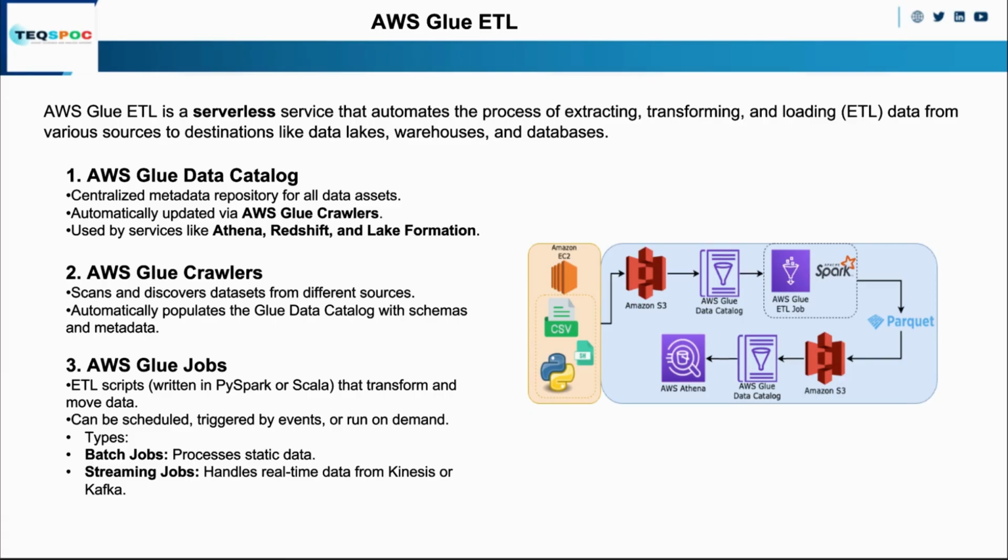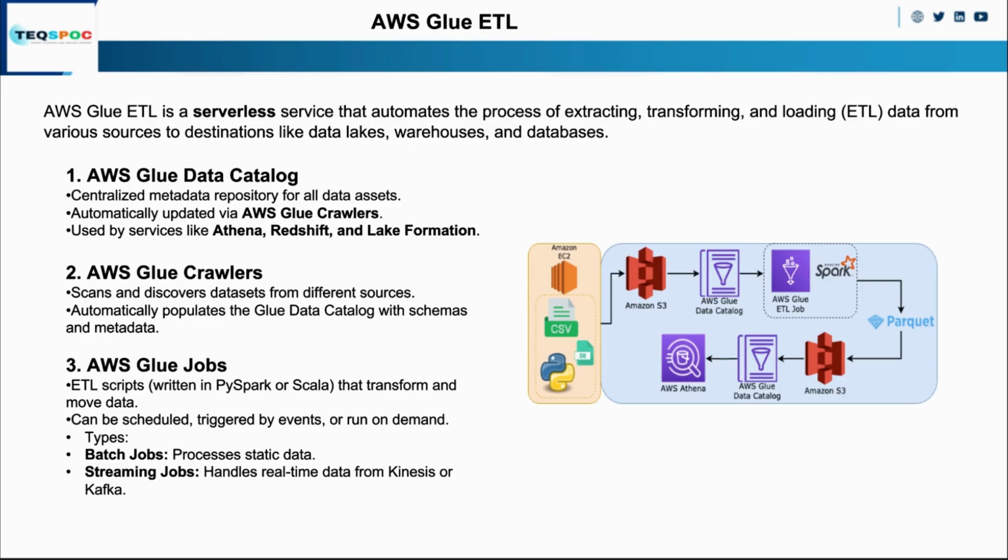Okay, so now let's look at the overview. AWS Glue ETL is a serverless service that automates the process of extracting, transforming, and loading data from various sources to destinations like data lakes, warehouses, and databases. So it's similar to PySpark, right? We are doing the same sort of processes in the PySpark API as well. In fact, PySpark is also supported in AWS Glue. Though there is a native API, the dynamic frame API, I will talk about it later, which is kind of like the entry point to the AWS Glue ETL jobs.